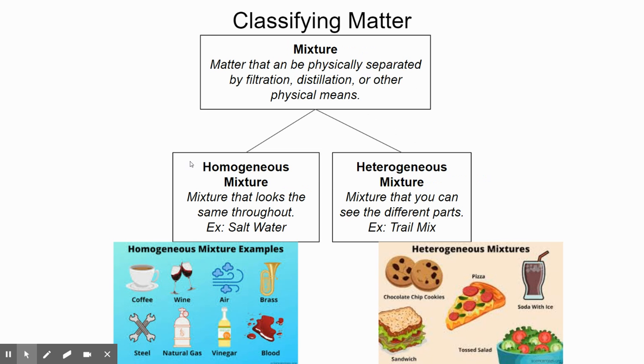And then again, homogeneous and heterogeneous mixtures. A homogeneous mixture is something that looks the same throughout. You cannot see the individual particles. A heterogeneous mixture is one where you can see the different particles, basically with the naked eye.